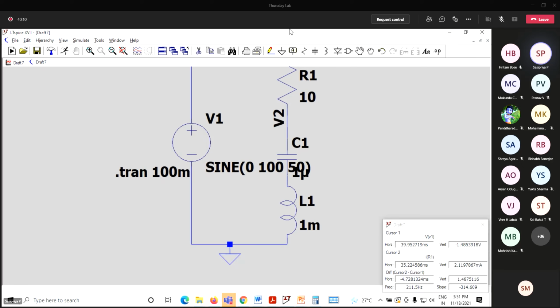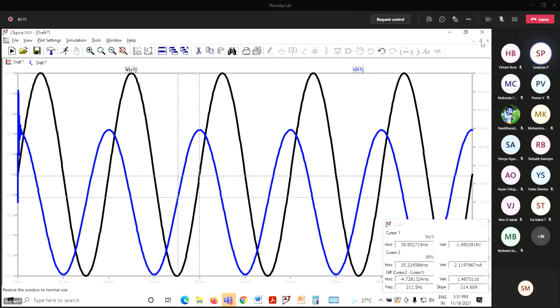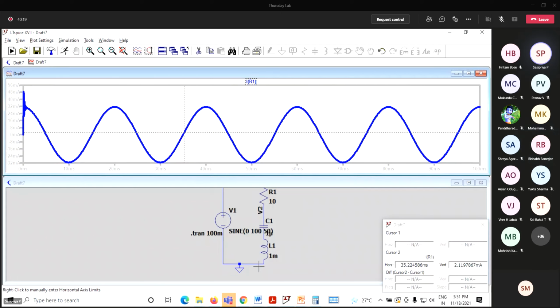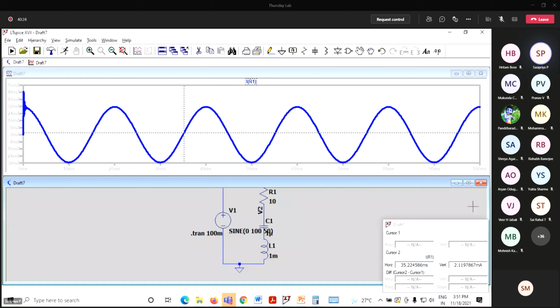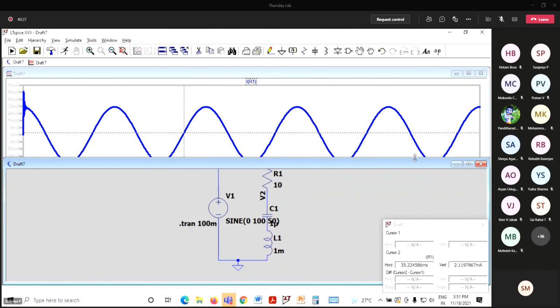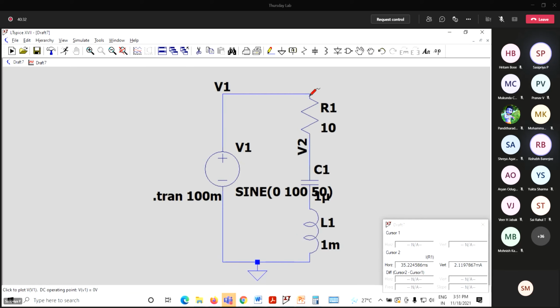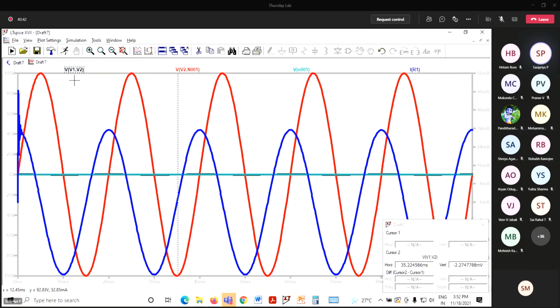As per the theory also, voltage across the resistor. For example, I have my current now, so let me remove the voltage. So I have my current. Now I plot the resistor voltage. This is my capacitor voltage. This is my inductor voltage. Okay, see here, my I of R1.